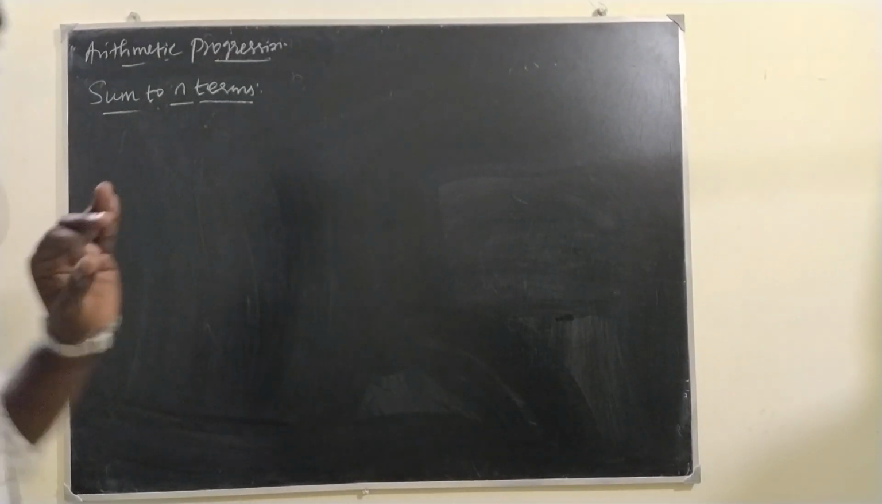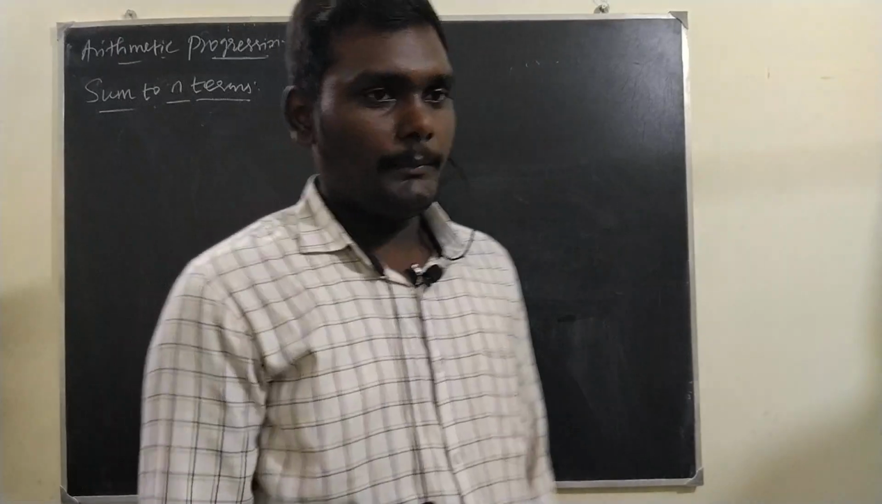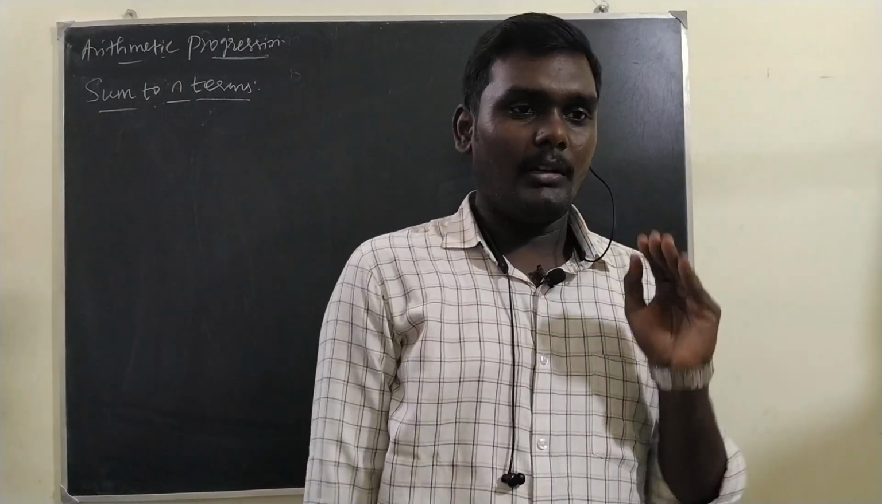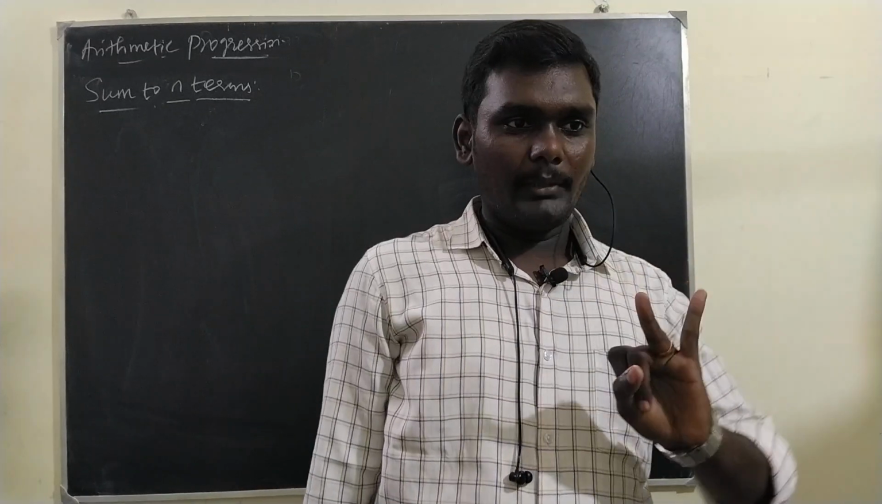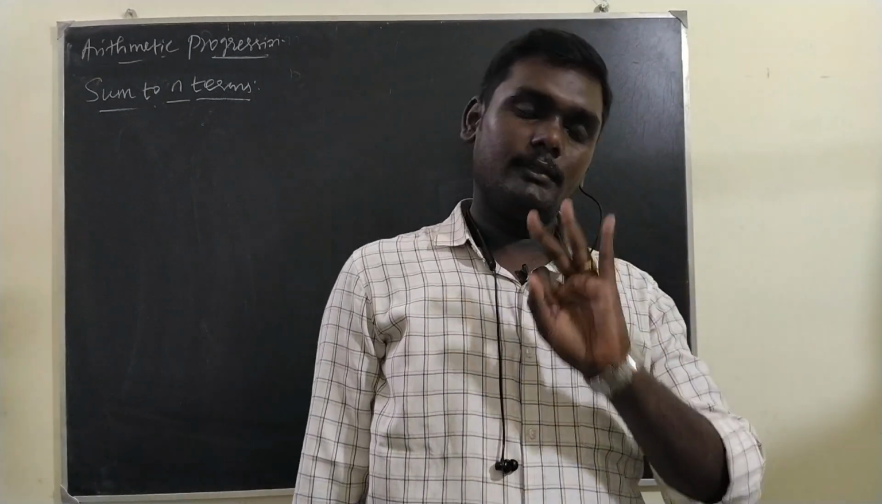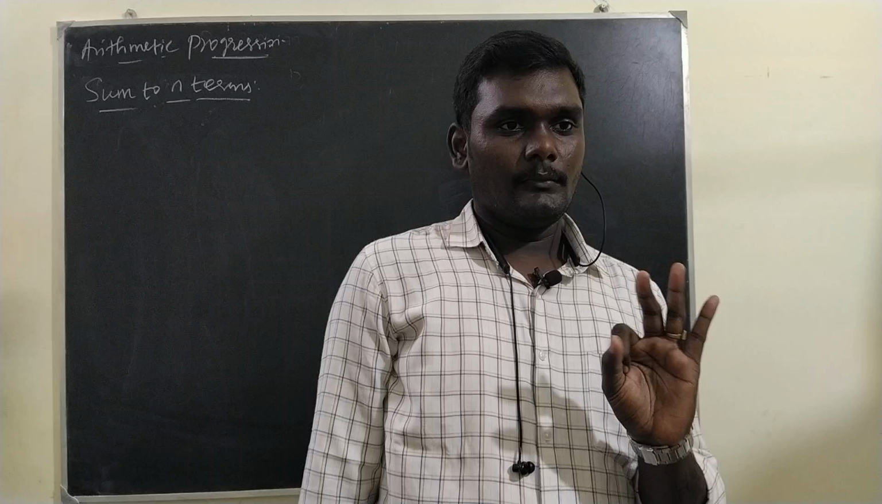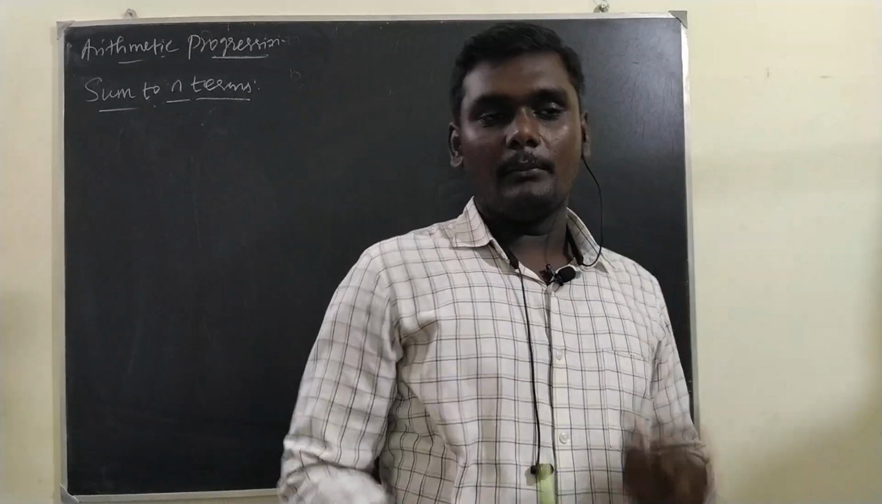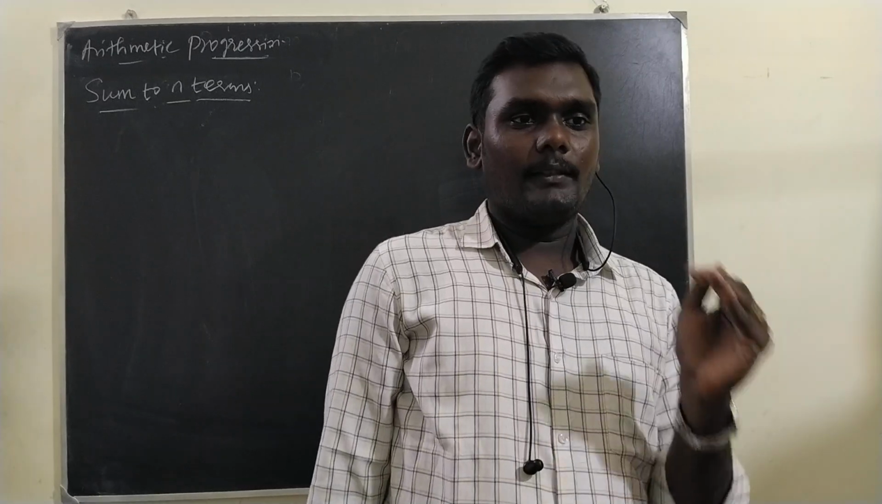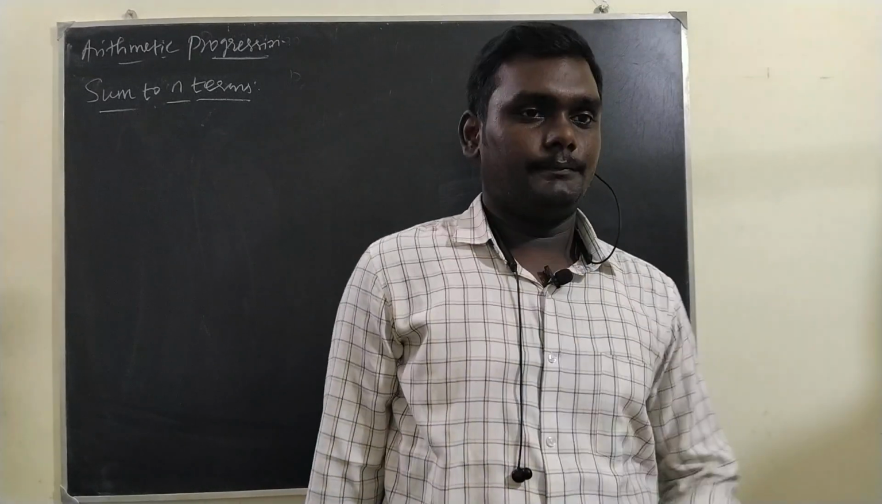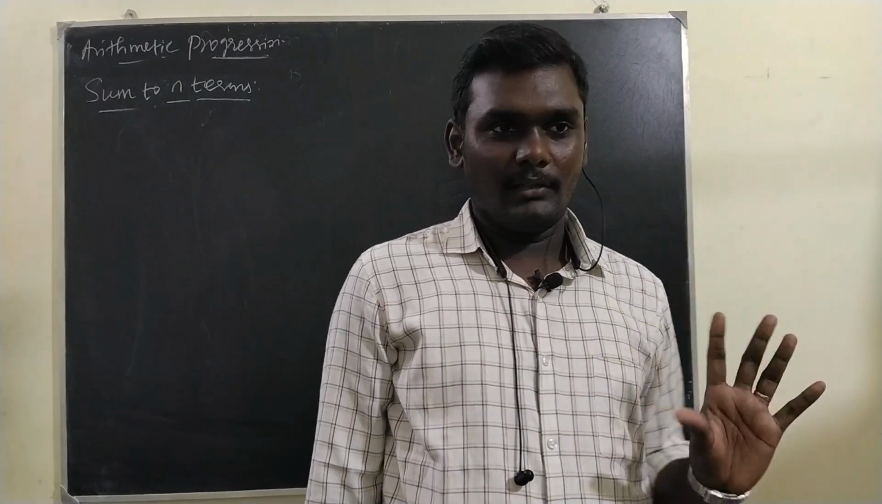Previously we have seen arithmetic progression. In that, what is the general form of an arithmetic progression? What is the general form? a, a plus d, a plus 2d. That is the general form. Now, the general term of an arithmetic progression, you remember? a plus (n minus 1) into d. Based on that, we have seen application type questions.